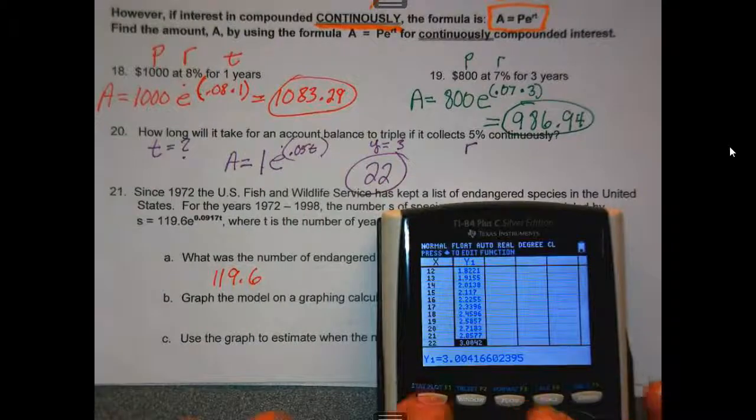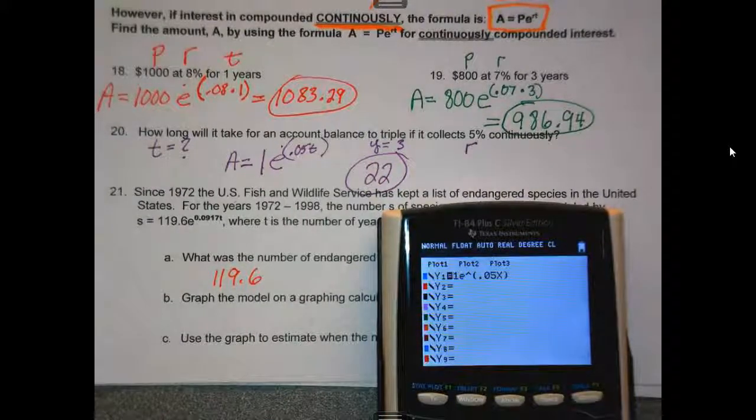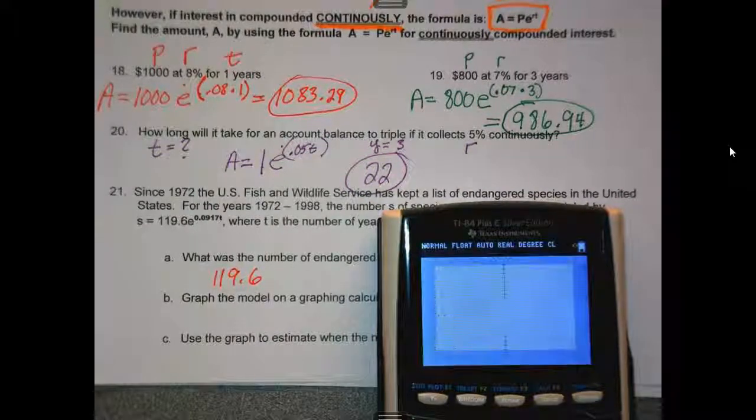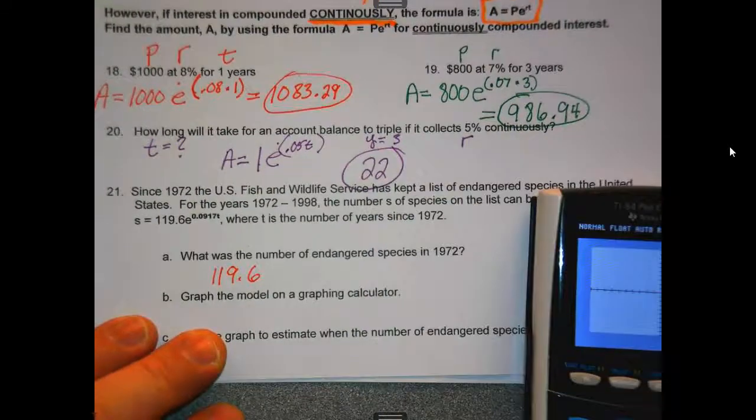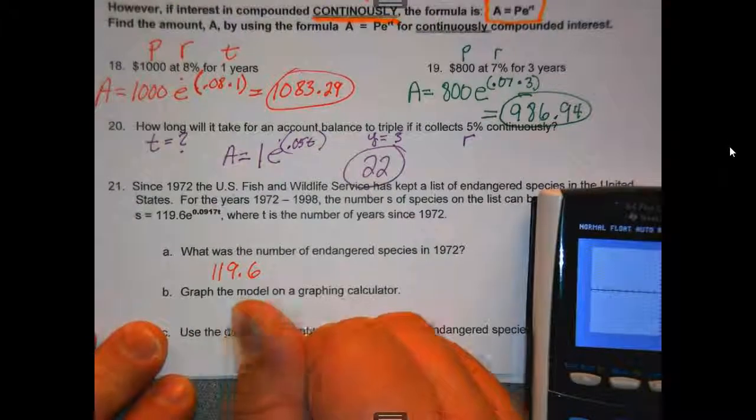Graph the model in your calculator. So we have to graph it. That means Y equals 119.6 E raised to the 0.0917. I'm going to put in an X for T. Graph it. It's done graphing. Okay, so what do they want here? This is graph it. Check. I graphed it.